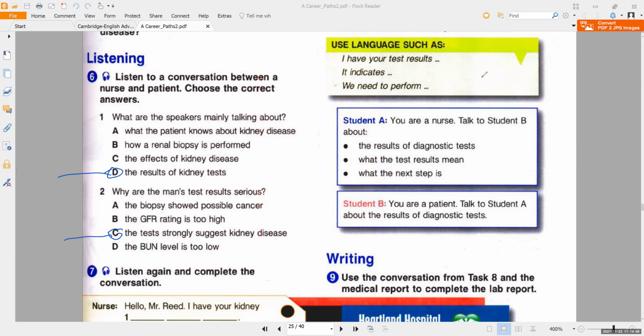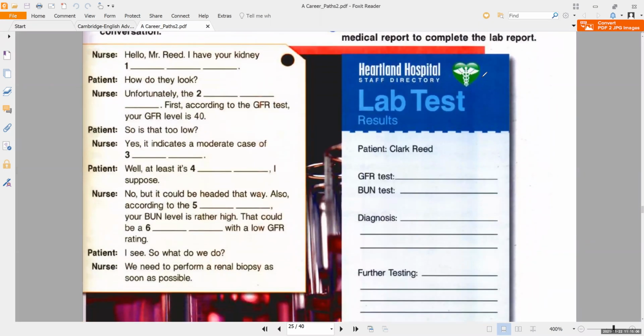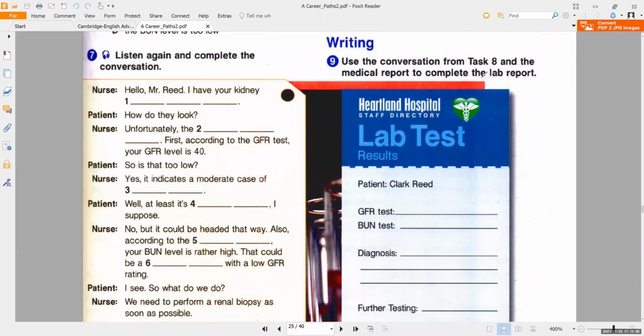Now we are going to listen again, as usual, and fill in some of the missing words in the conversation between the patient and the nurse, the one you have just listened to. Listen, please, again, and fill the gaps with the appropriate missing words.